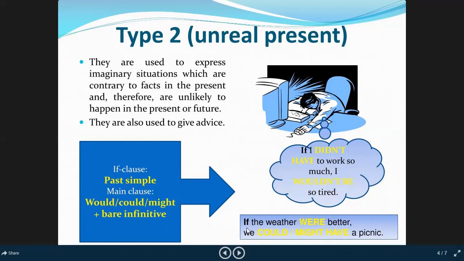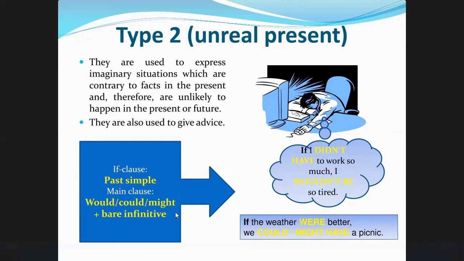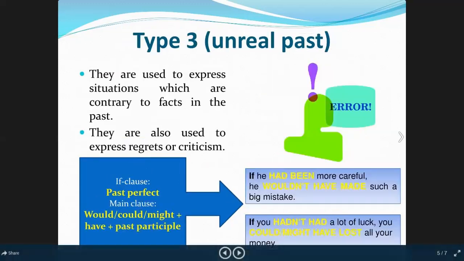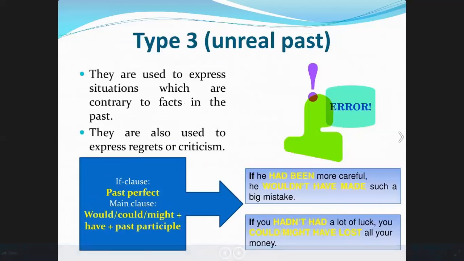And now look at the next sentence. If the weather were better, again past tense, we could or might have a picnic. So again, the use of would, could, or might. So in this way, the second conditional sentence structure, we have just seen how the second type of conditional sentence can be organized or structured. So these are the imaginary situations for which we are going to construct these sentences. Now look at the type 3 conditional sentences.